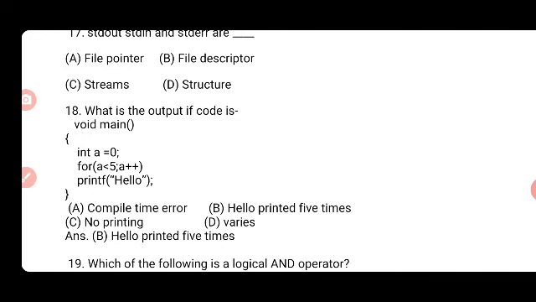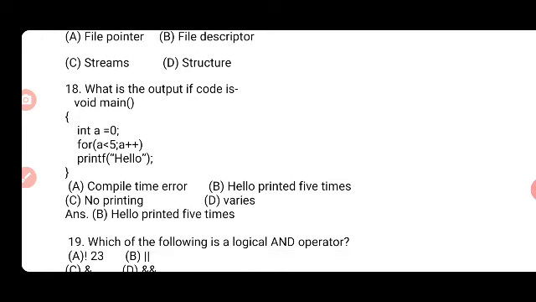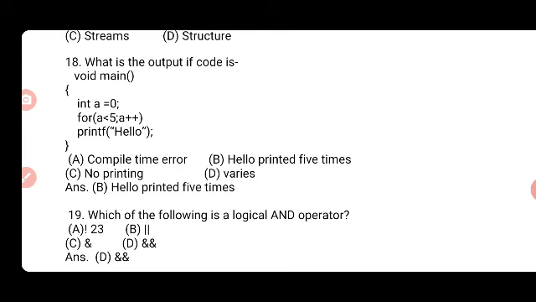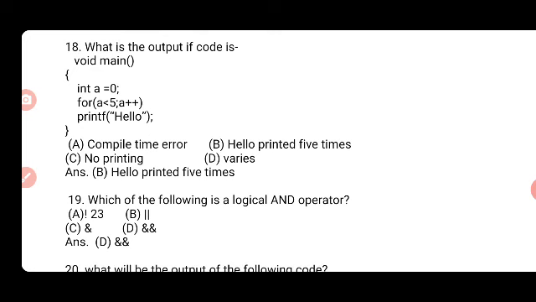Next, question number 18. What is the output if the code is void main, int a is initialized to 0, for a smaller than 5, a plus plus, printf hello? So 4 options for this question. Option A, compile time error. Option B, hello printed 5 times. Option C, no printing. Option D, varies.